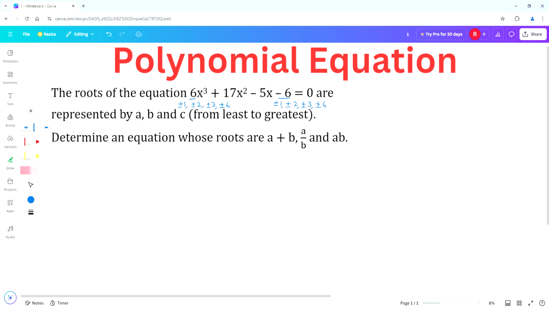Next, we have to find the possible x values for which the value of this polynomial will become equal to 0. We can find that by dividing the factors of the number term by the factors of the leading coefficient one by one. The first factor of the number term is 1. We should divide 1 by all the factors of the leading coefficient 6. 1 by 1, 1 over 1 is 1. 1 divided by 2 is half. 1 divided by 3 is 1 over 3. 1 divided by 6 is 1 over 6.